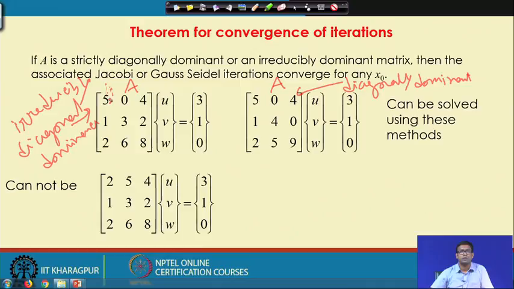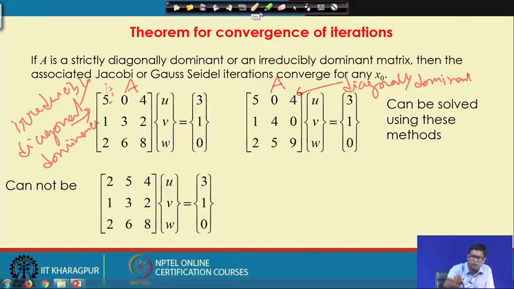You will see that the values are not converging. If it is weakly diagonally dominant, x_{k+1} minus x_k is not reducing; it is increasing or remaining constant at a high value. If it is not a diagonally dominant matrix, like if we look into the first row, 2 plus 4 is equal to 6, which is 5 plus 4 is equal to 9, which is greater than 2, then it cannot be solved.